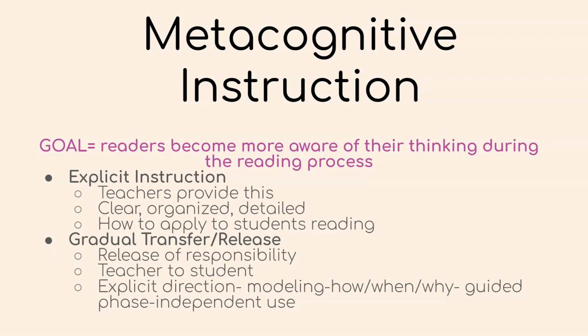Then teachers move to the gradual release. This is when teachers begin releasing responsibility from the teacher to students. After the explicit instruction and modeling, they go through a guided phase until students are able to independently use the strategy.